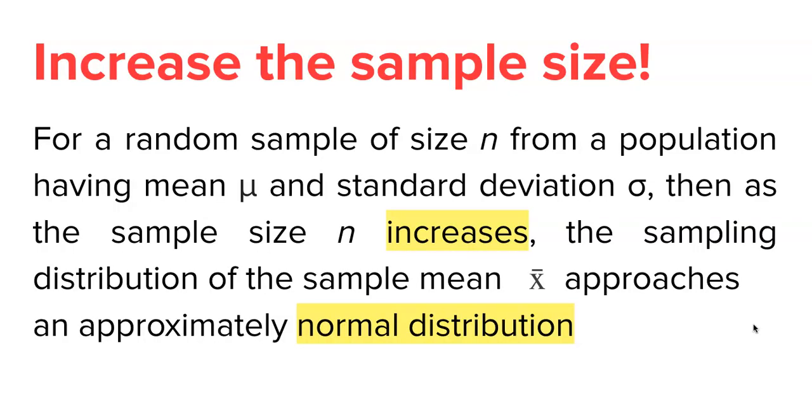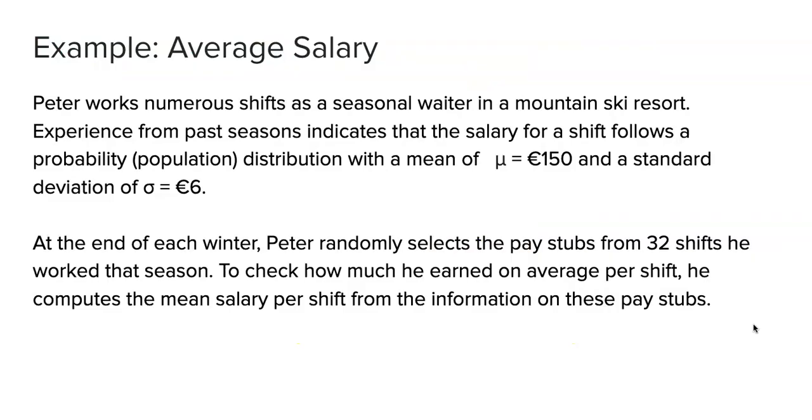Oh, it says increase the sample size. Let's read about this. For a random sample of size n from a population having mean mu and standard deviation sigma, as the sample size n increases, the sampling distribution of the sample mean x bar approaches an approximately normal distribution. By what theorem? By the central limit theorem. Okay, finally, let's look at an example.